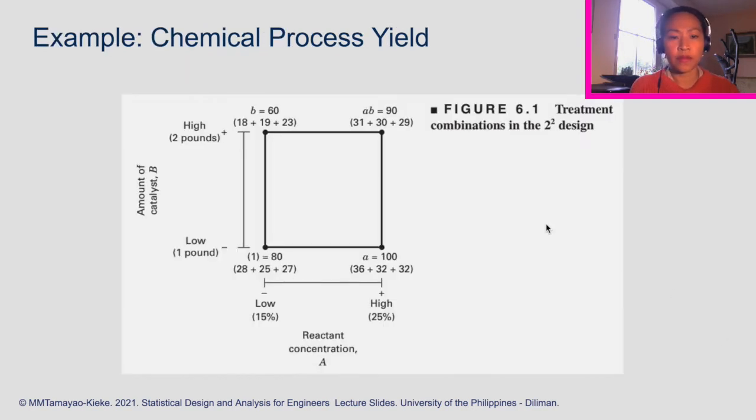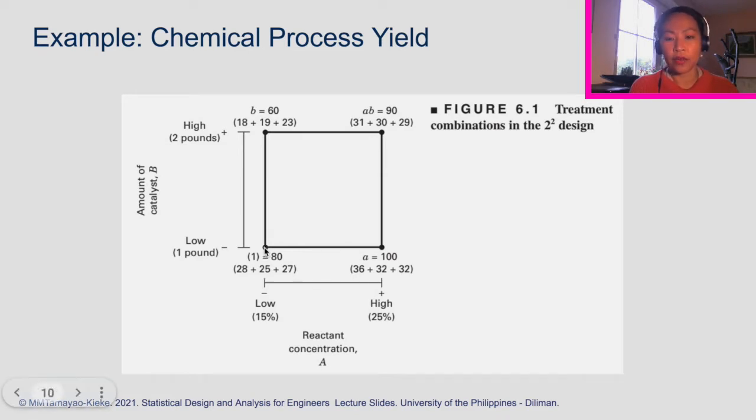And this is a figure, a graphical representation of the observed values of the chemical process yield. As you can see here, on the x-axis, you have the reactant concentration. On the y-axis, you have the amount of catalyst, which is denoted as factor B. Reactant concentration is denoted as factor A.